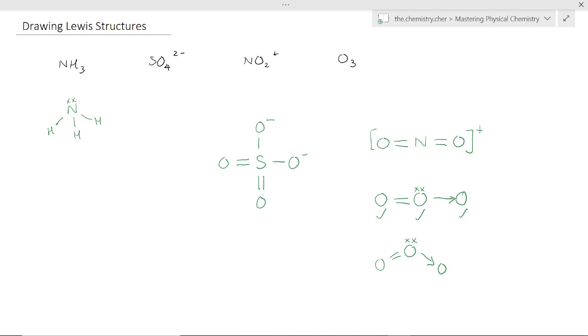This is very important because once you are able to draw the Lewis structures, only then will you be able to determine the polarity of certain molecules and the type of intermolecular interactions that they have, assuming that you're talking about simple molecular structures.